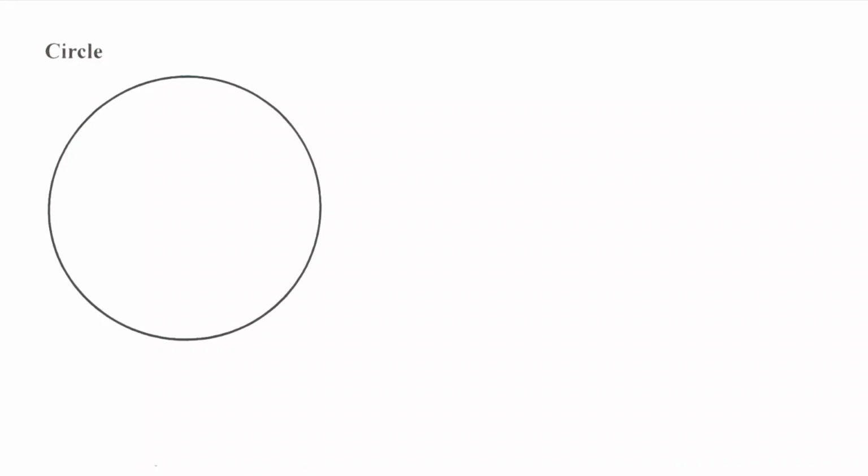Hello everyone. In this video, I'm going to talk about circle and its properties. A circle is a closed curve consisting of all points at an equal distance from a fixed point in the plane. And that fixed point, we call it the center of the circle.